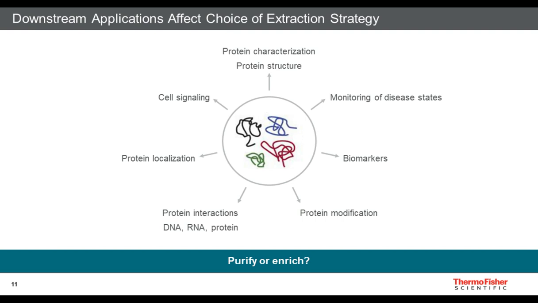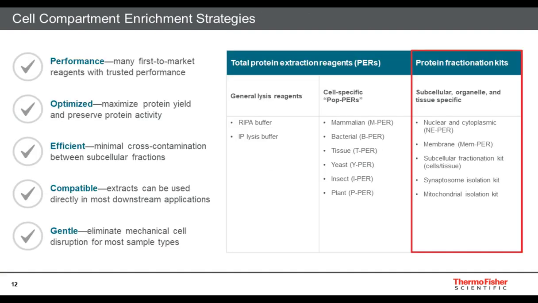Other applications, such as protein interaction assays, monitoring disease states, tracking biomarkers, or studying cell signaling cascades, may be accomplished without purification, but may benefit from some type of enrichment to help increase the effective concentration of the desired protein. Enrichment is often accomplished by differential detergent solubilization of cell compartments using specialized cell fractionation buffers.